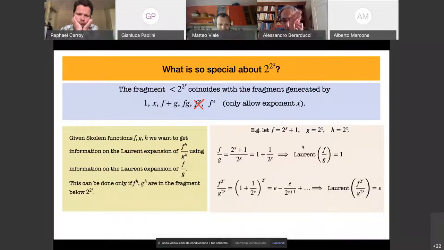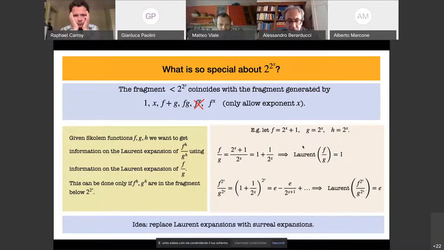If you raise everything to the 2 to the x, you get e plus some other terms. So the Laurent part is just e. Of course, you cannot recover e just by knowing 1. You go from 1 to e. And this is the problem. This problem arises because we are no longer in the special fragment, because f to the 2 to the g is no longer in the fragment below 2 to the 2 to the x. This kind of problem cannot happen in the fragment, it can only happen outside of the fragment. Outside of the fragment, some exponentially small terms which come after the Laurent expansion could play a significant role. So you need to take them into account.